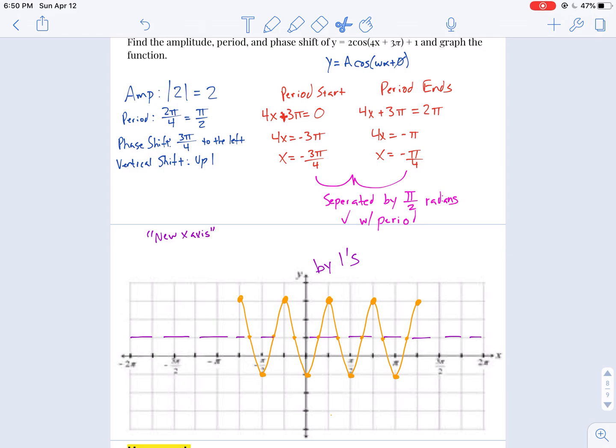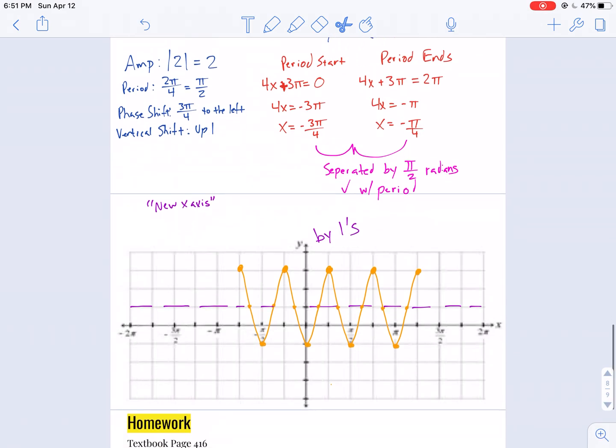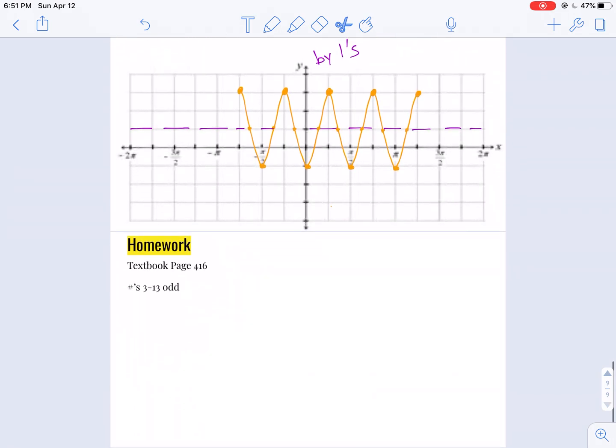What did I find my phase shift to be? Where should my starting point be? Where should my final point be? Does this all make sense? And it all looks pretty good to me. I'm confident in this graph, and I can tell you for sure that it's right.